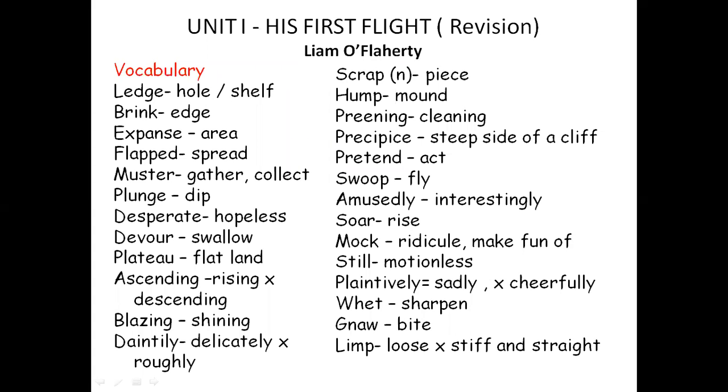Plateau means the geographical area. It's a flat land between two mountains, just like a valley. And then ascending means soaring up, going up, rising. Antonym is descending. Ascending, descending: rising, falling, going up, going down, like that.